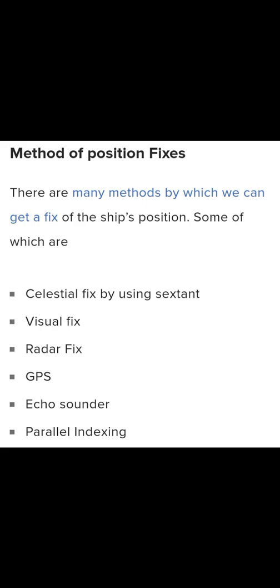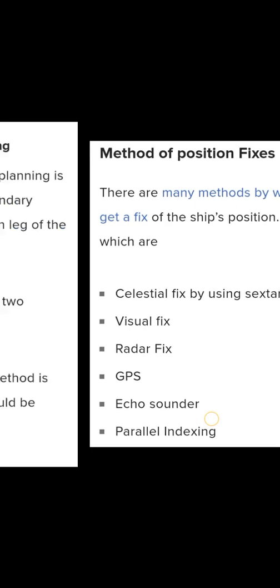So, methods of position fixing. There are many methods by which we can get a fix of the ship's position, some of which are celestial fix by using a sextant, visual fix, radar fix, GPS, echo sounder, or parallel indexing.